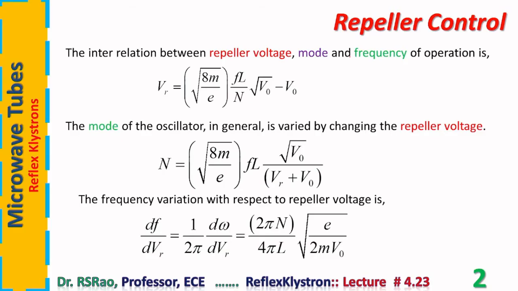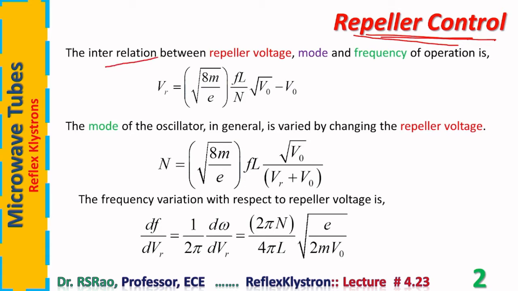Repeller voltage can be used to change the mode, to change the frequency, and also to change the power output of the device. Therefore, repeller voltage is a critical parameter as far as reflex klystron operation is concerned. Making necessary changes with the repeller voltage in the operation of the device is called repeller control. The basis of repeller control is the interconnection between repeller voltage, mode, frequency, power, etc.